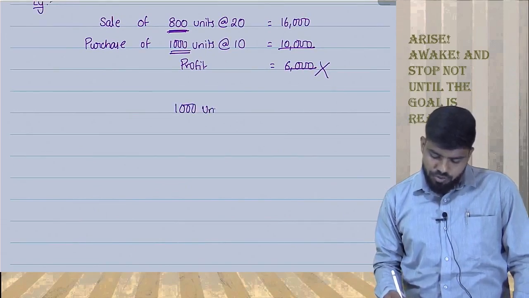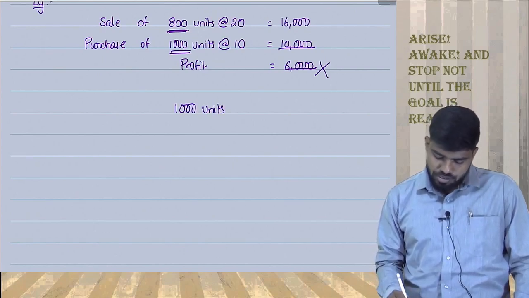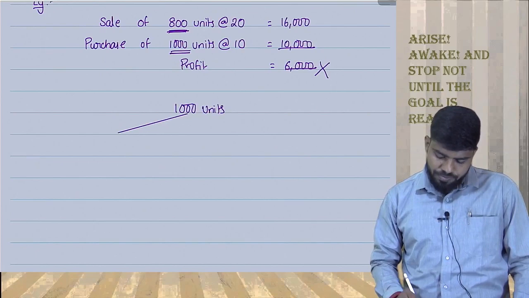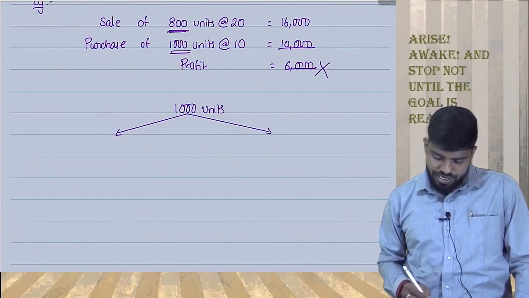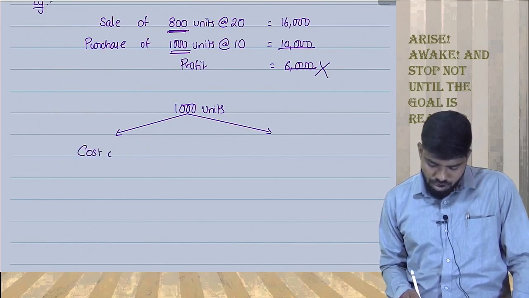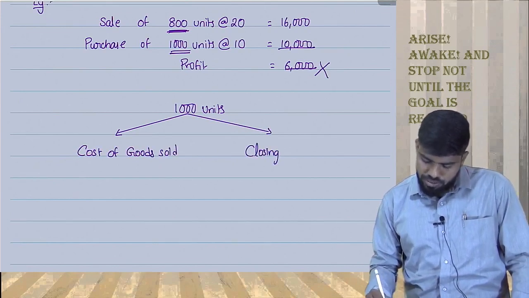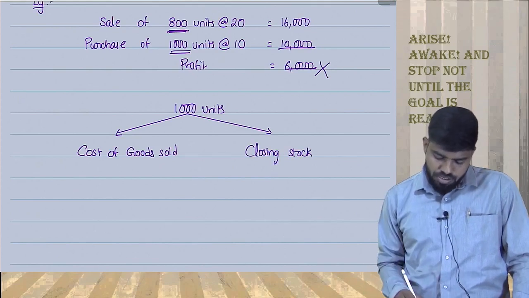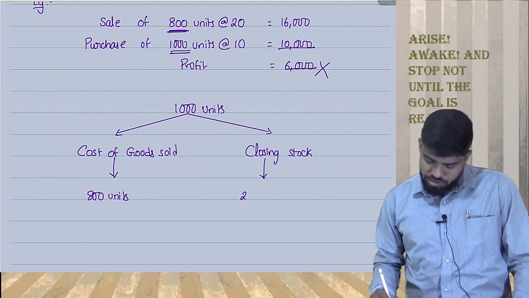So first, this 1000 units should be classified into two categories: cost of goods sold and closing stock. Cost of goods sold: how many units are we selling? 800 units we are selling. How many units is the closing stock? 200 units is the closing stock.